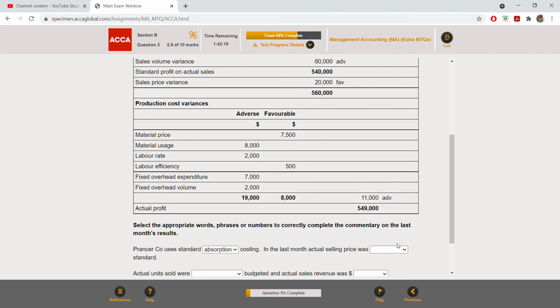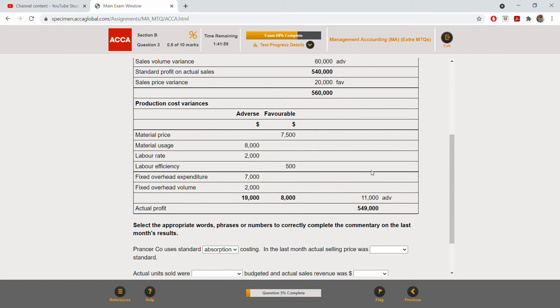Definitely it is your variance. Through your variance, you will know whether it's high or low. If you see whether it's adverse or favorable, you will know it. So in the last month, the actual selling price was higher than, lower than, or equal to standard. Okay, definitely it cannot be equal, because otherwise you will not have any variance. You have a variance means it should be either higher or lower.